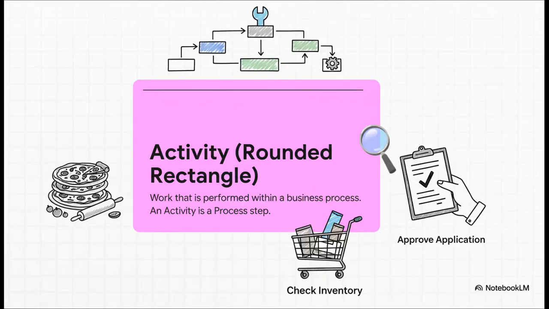Next up, the activity. That's your rounded rectangle. Now this guy is the real workhorse of BPMN. An activity is the what. It's the actual task that's being performed. You know, things like check inventory, or approve application, or my favorite, prepare pizza. It's all about the action.